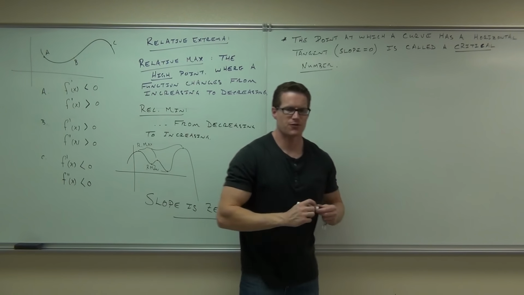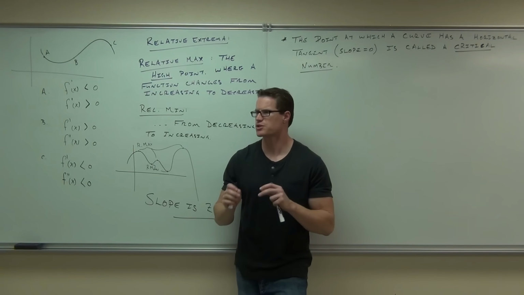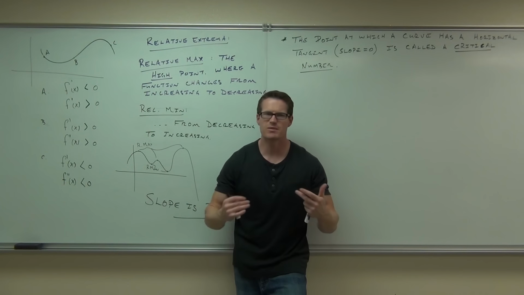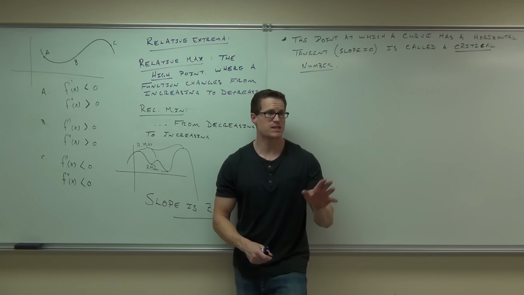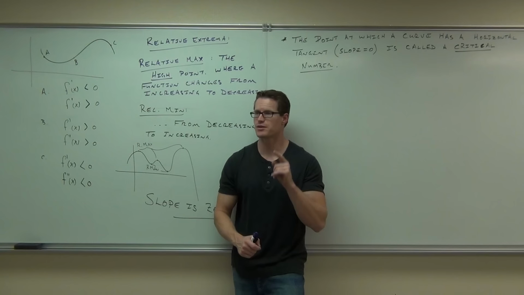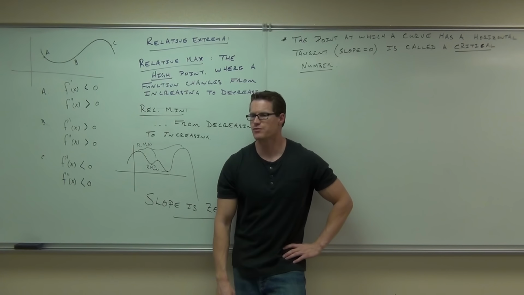So if we're trying to find out where all of our slopes are 0 for a function, can you explain to me maybe the process of doing that? Let's pretend I give you a function and I say, I want you to find the critical numbers. What might you have to do to find the critical numbers? Take the derivative and set it equal to 0.